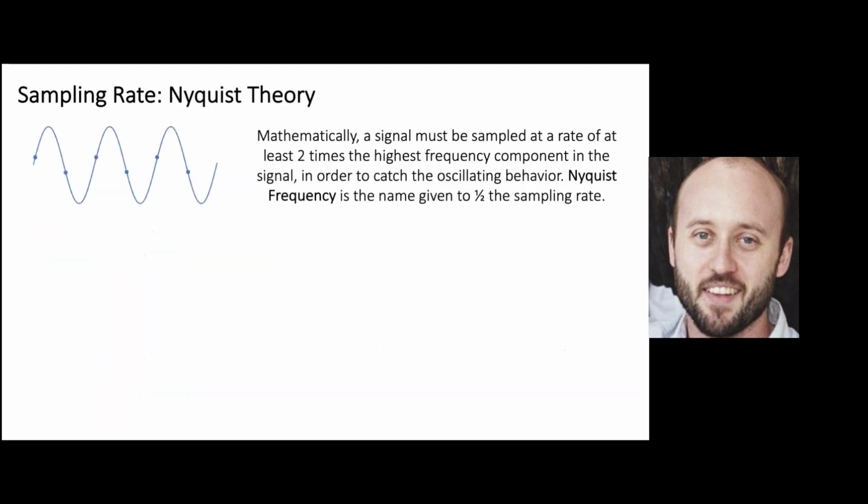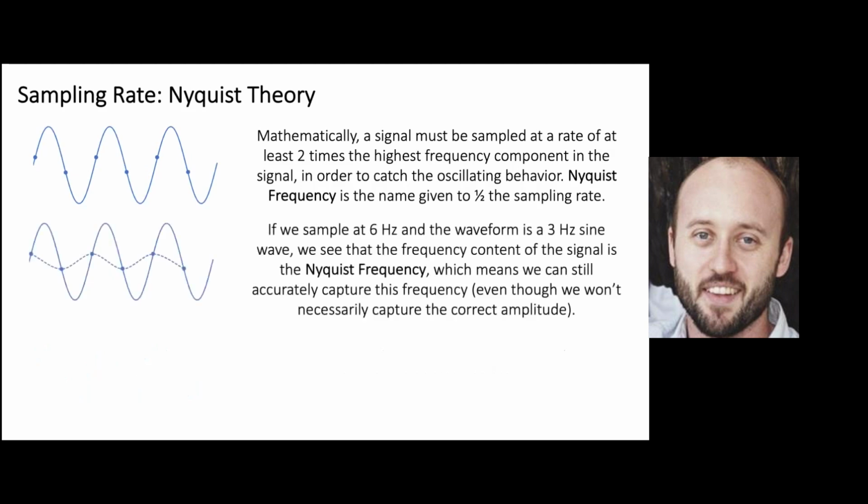So there is a theory called Nyquist theory. And what this essentially says is that mathematically, in order to capture the frequency of a specific waveform, we have to sample it at a frequency of at least 2 times that highest frequency in the signal. So if we take the case of our waveform that's vibrating at 3 hertz, and we sample it at 6 hertz, which is 2 times, we will capture that frequency of 3 hertz.